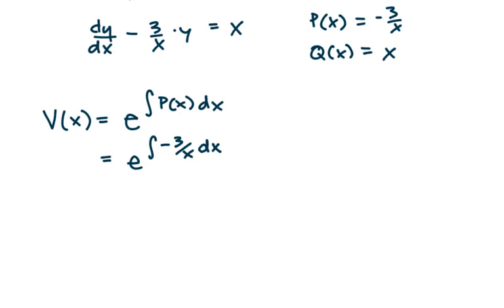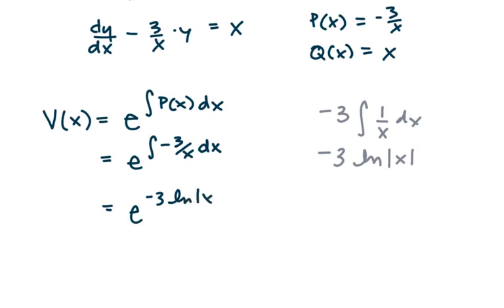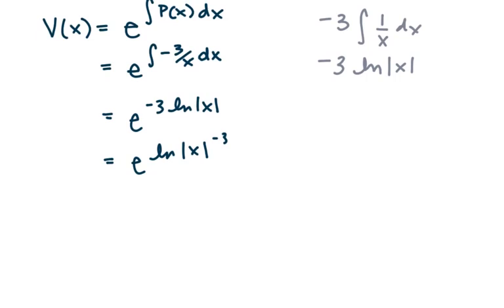So I'm going to take the piece we have in our exponent and come over here and do some scratch work. We're dealing with negative 3 times the integral of 1 over x dx. The integral of 1 over x is the natural log of the absolute value of x. So subbing that back in, I have e to the negative 3 ln absolute value of x. Using properties of logarithms, that's the same as writing e to the ln x, raised to the negative 3 power.